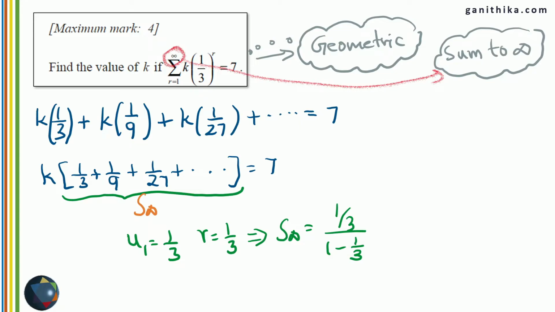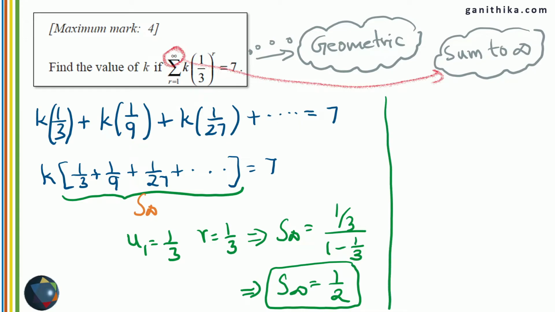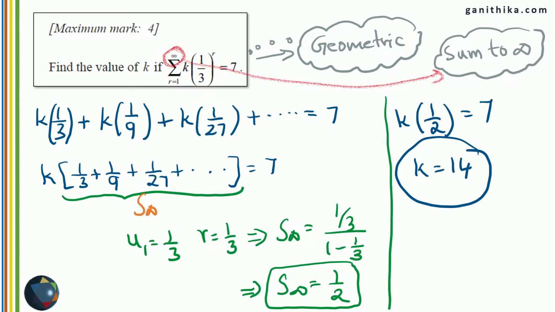u1 is 1 over 3. r is also 1 over 3. Substituting this and simplifying, you will get S infinity, which is there inside the bracket, will be equal to half. Now this half will go with the equation that you have. So k times half, which is S infinity, will be equal to 7. So the equation changes to k by 2 is equal to 7. Therefore k is equal to 14. Therefore you got this value for k by using the S infinity formula.